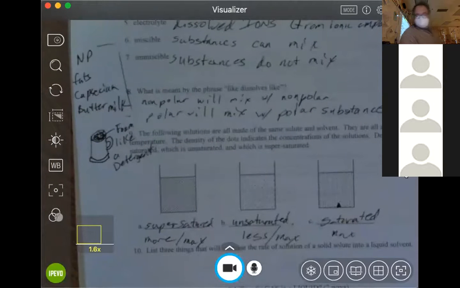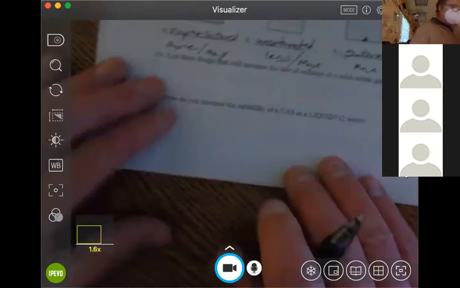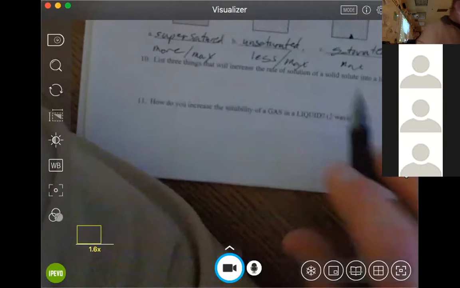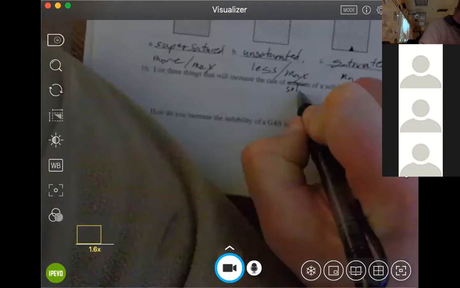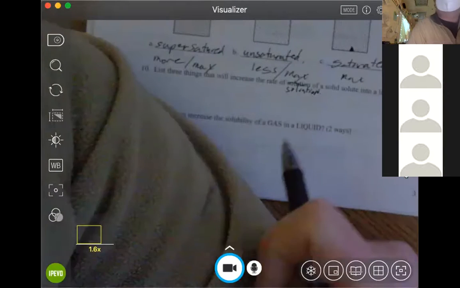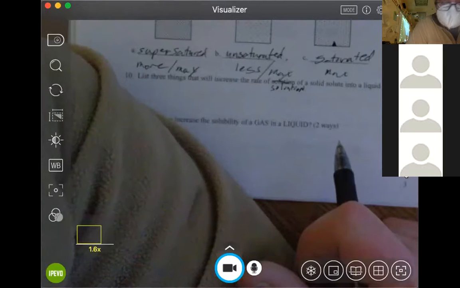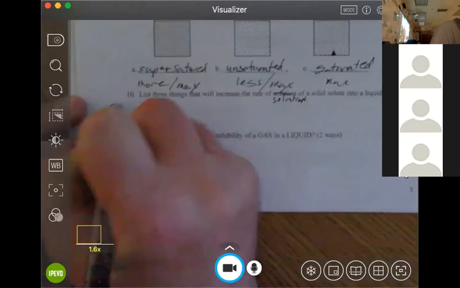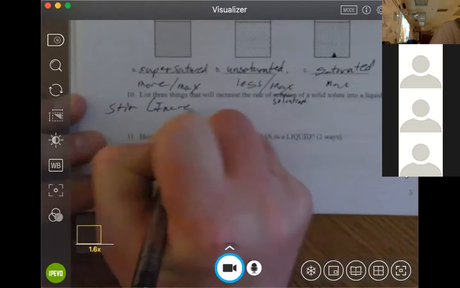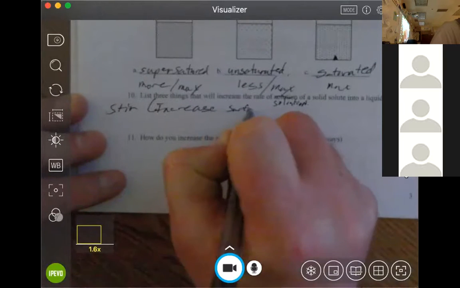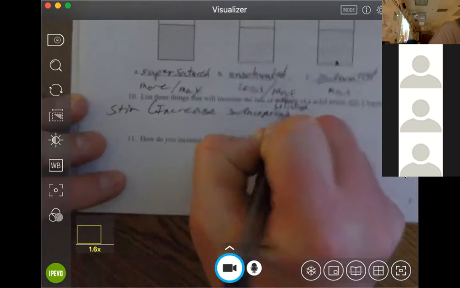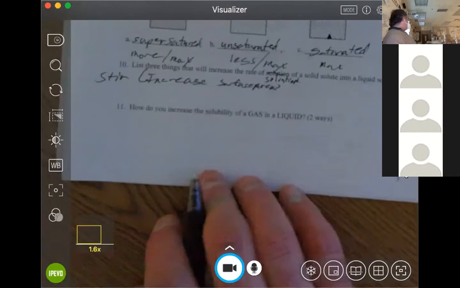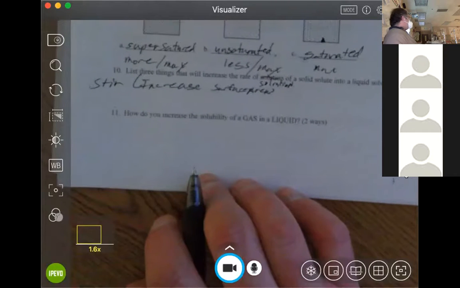So those are the three types of solution. If we want to dissolve a solid quicker, so we want to increase the rate of solvation, how do you do that? What can you do to the solvent? Stir it. Stir it, increases surface area. Good. We stir our tea with the sugar in it to get it mixed through. What are some other things? There are two more.